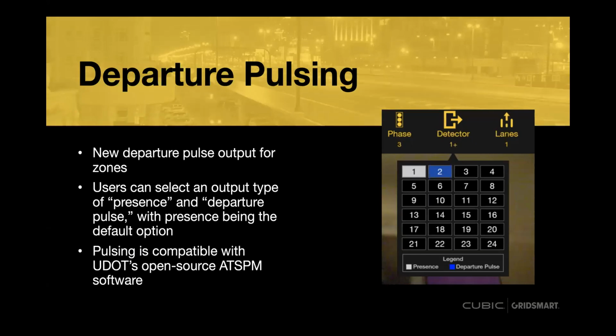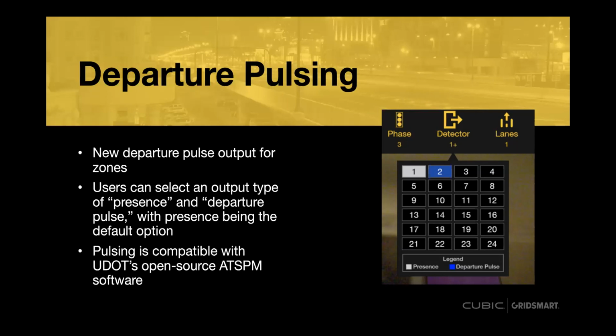The next thing I want to talk about is support for departure pulsing. Historically, GRIDSMART has always supported presence outputs. So when a vehicle arrives at a vehicle zone or a pedestrian is walking through a pedestrian detection zone in the crosswalk, we are detecting presence and placing outputs based on those objects being present in those zones.